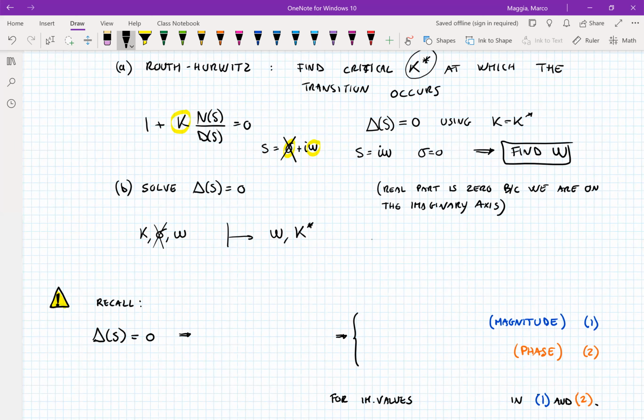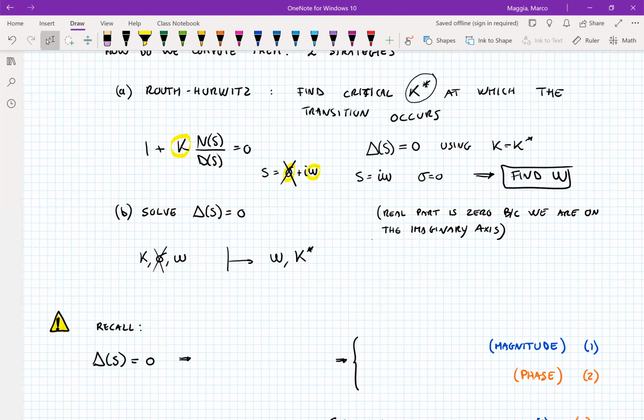So it's up to you. You can use either method A or method B. With method A, it's more step by step. You find one thing at a time. First, by using Routh-Hurwitz, you find the critical value for k, and then solving the characteristic equation, you find omega. By directly solving the characteristic equation instead, you're going to have a system of two equations in two unknowns, the two unknowns being omega and k star.